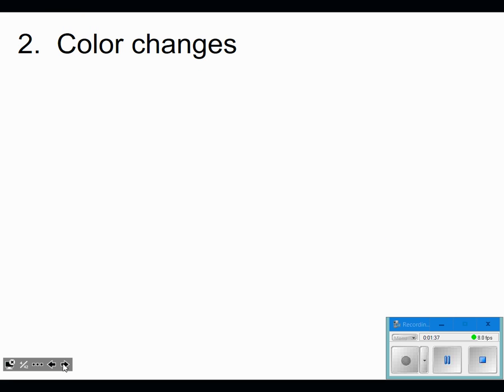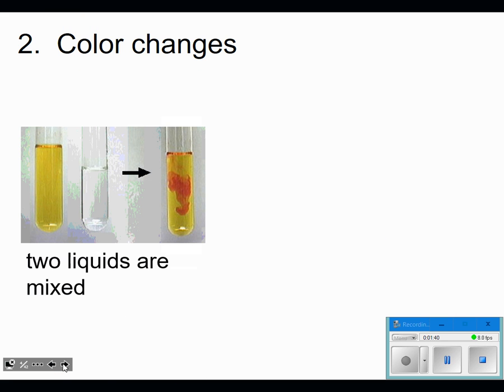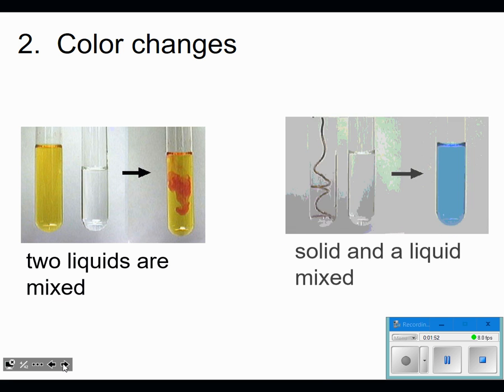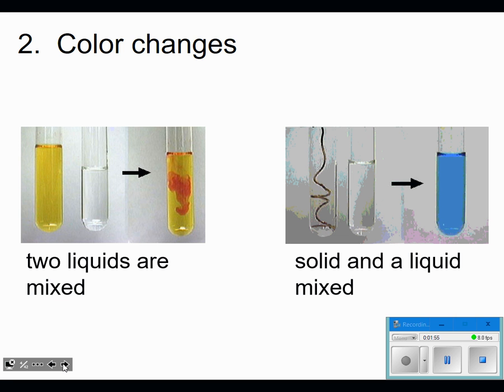The other thing would be a color change. So we might put two liquids together. These liquids are yellow and colorless, but when they're mixed, they actually create a red color. That is an indication that there's a chemical change going on, or chemical reaction. Then also you could put a solid into a liquid and you would end up with a different colored liquid. This is actually copper in a chloride solution like hydrochloric acid, and it'll make copper chloride.